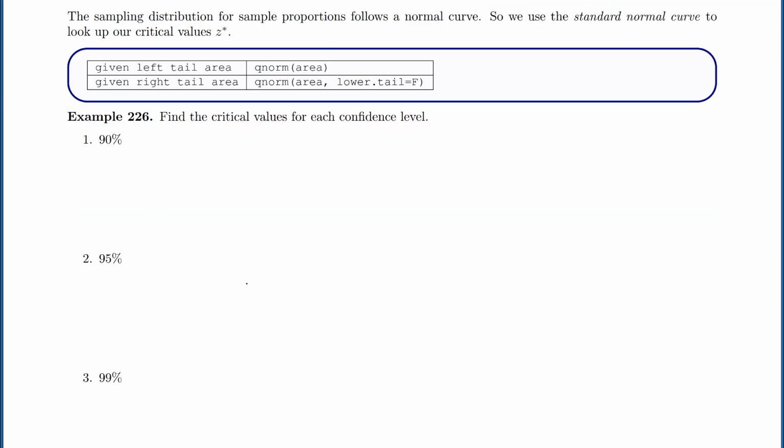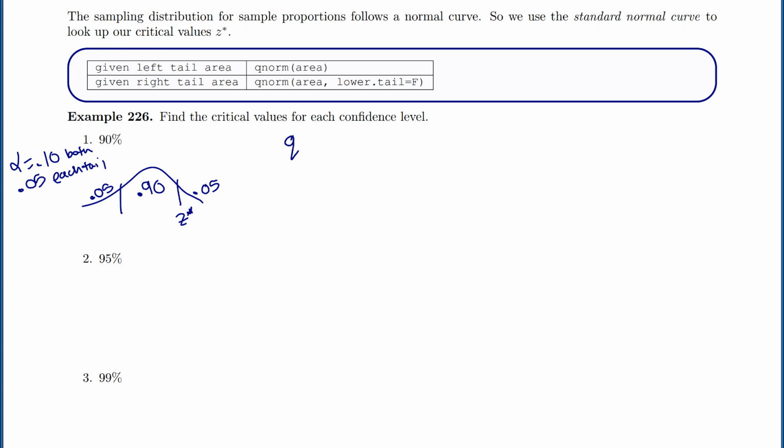Let's find the critical values for each confidence level. If I want 90%, then that means 0.90 in the middle. And then that means alpha would equal 0.10. Okay, that's how much you have in both tails, or you'd have 0.05 in each tail. So you have 0.90 in the middle, 0.05 over here, 0.05 in the left tail. So I'm looking for what Z star value would break it up in this way.